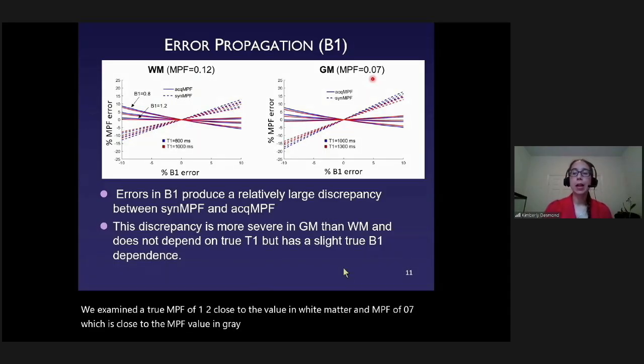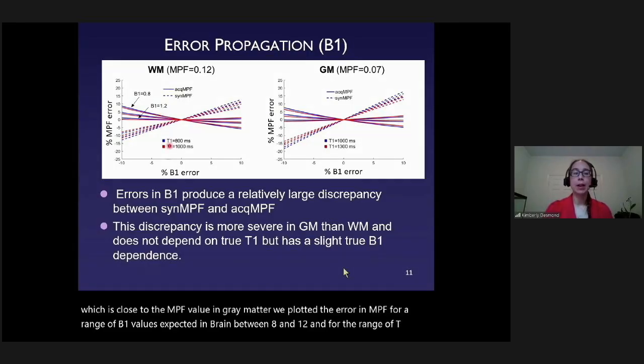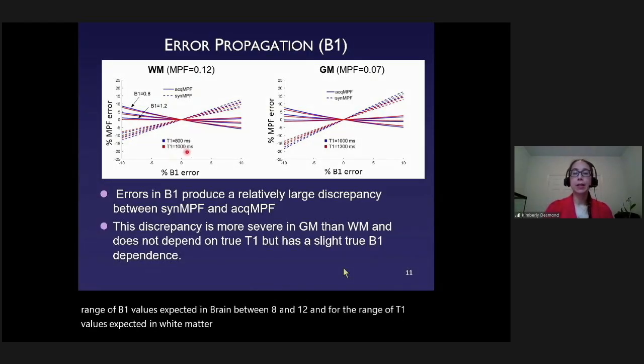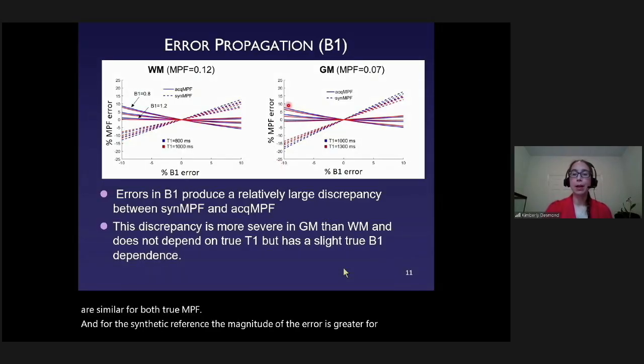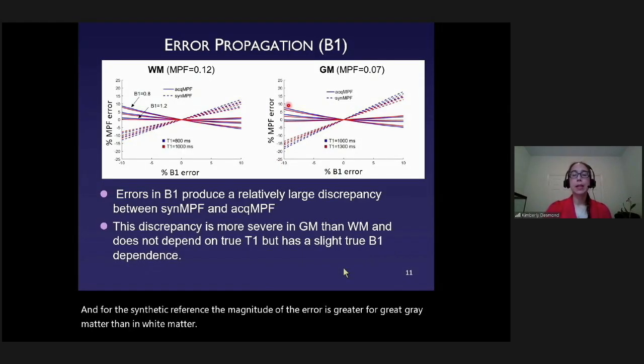We plotted the error in MPF for a range of B1 values expected in brain between 0.8 and 1.2, and for the range of T1 values expected in white matter between 800 and 1,000 milliseconds, and in gray matter between 1,000 and 1,300 milliseconds. For the acquired reference, the results are similar for both true MPF values. And for the synthetic reference, the magnitude of the error is greater for gray matter than in white matter. The MPF is most sensitive to B1 errors when the true B1 is low.